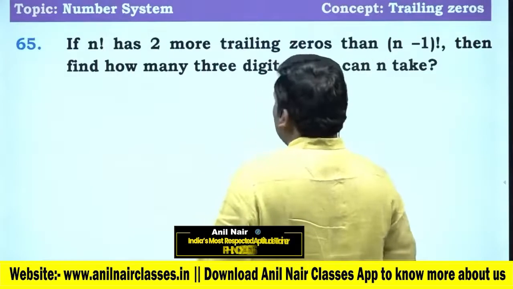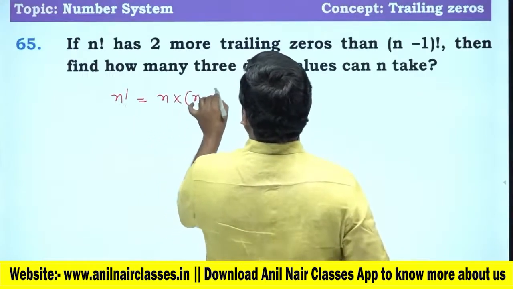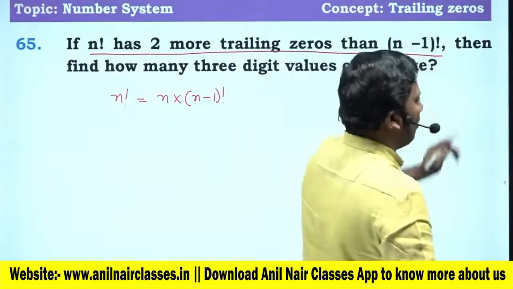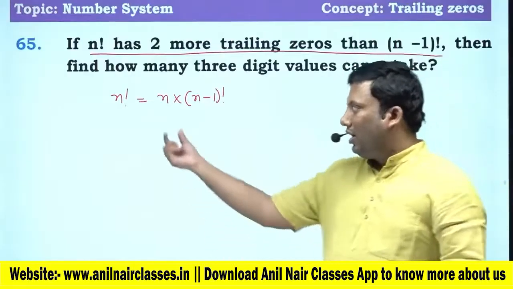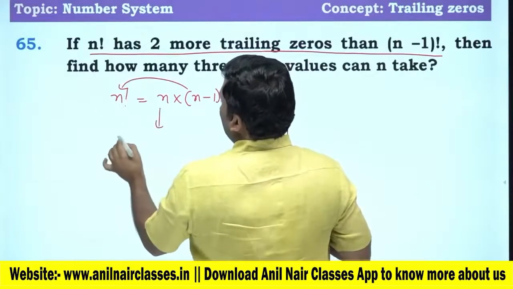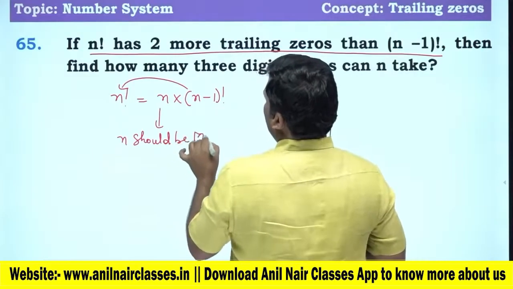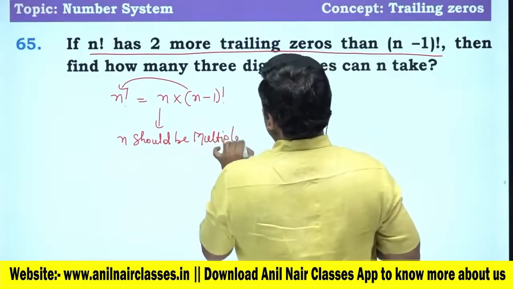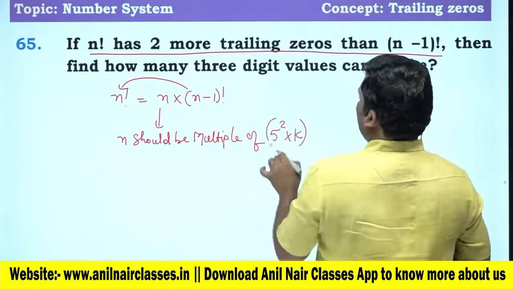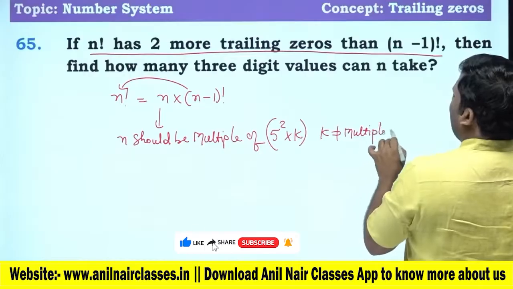Read the question, sir. n factorial is written as n into (n-1) factorial. n factorial has 2 more trailing zeros than (n-1) factorial. Left hand side has got 2 more trailing zeros. That means n should be a multiple of 5 square into k. K cannot take multiples of 5.